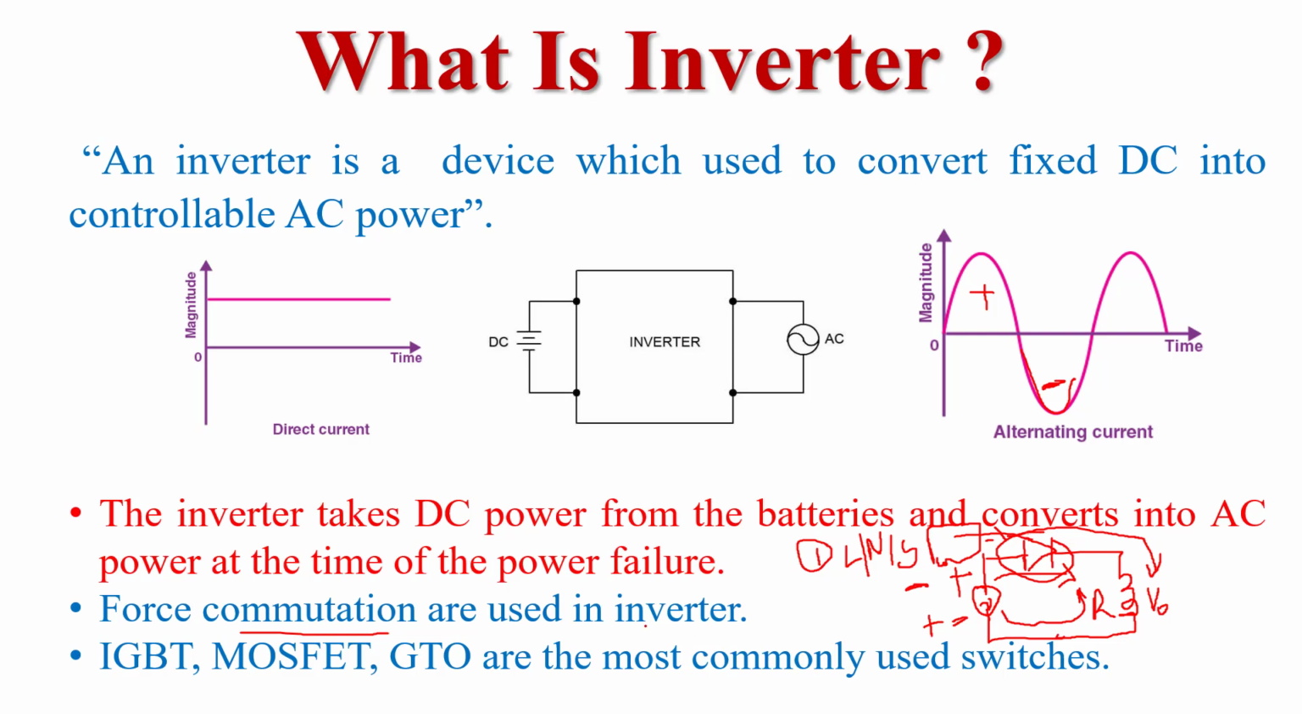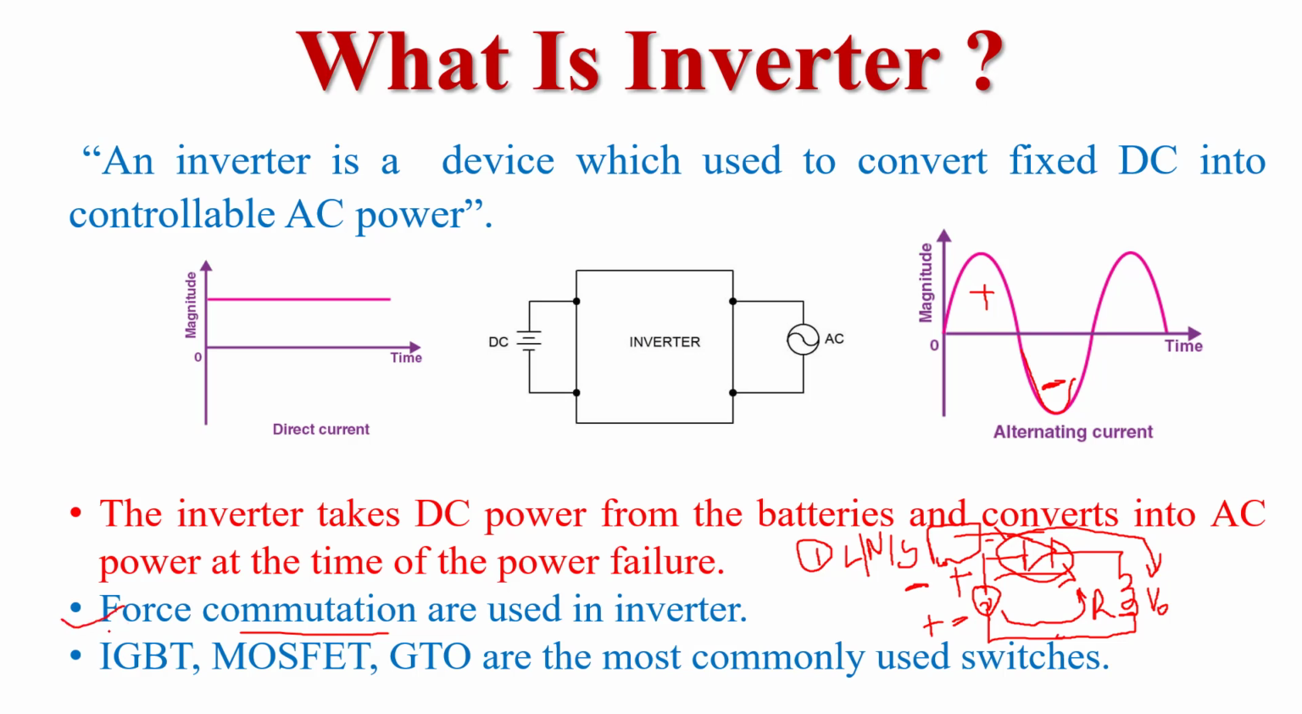So inverters use this type of force commutation circuit. It means an additional circuit to turn off the inverter. But force commutation has lots of disadvantages. If we use force commutation, the circuit complexity increases, because we use an additional circuit to turn off the device. The next disadvantage is that the cost of the circuit increases, because we use an additional circuit. Third, the size of the circuit also increases. So there are lots of disadvantages of force commutation.